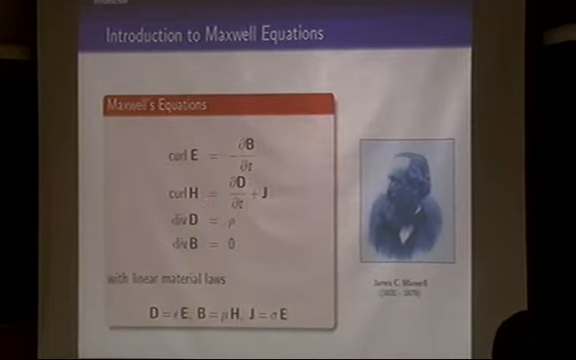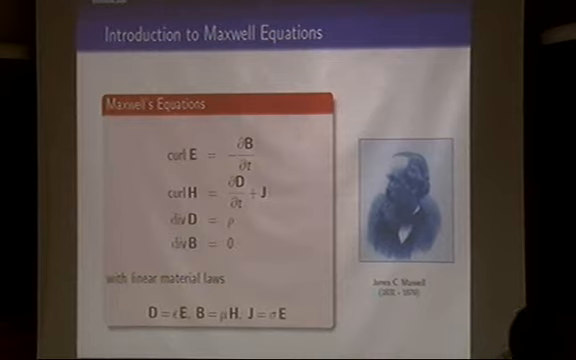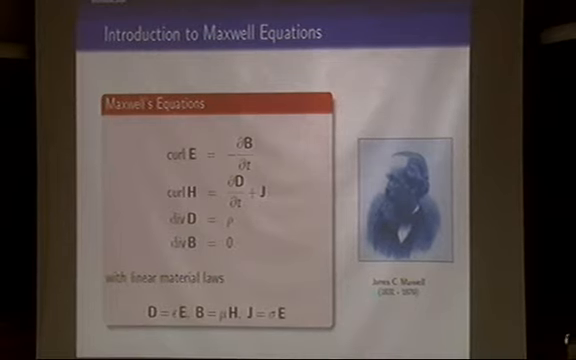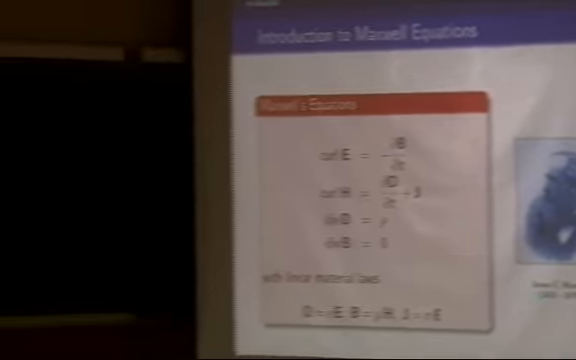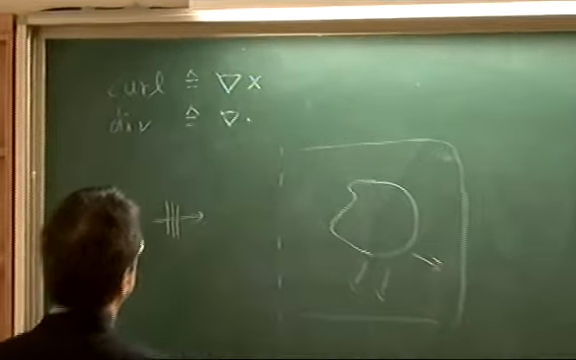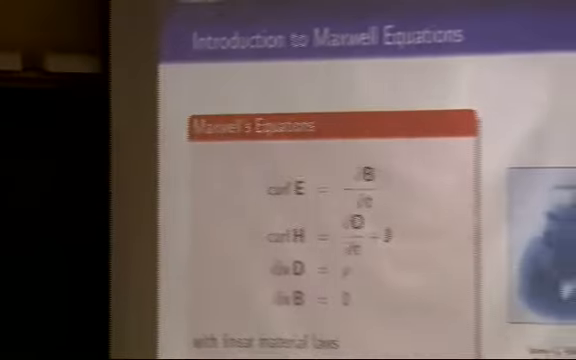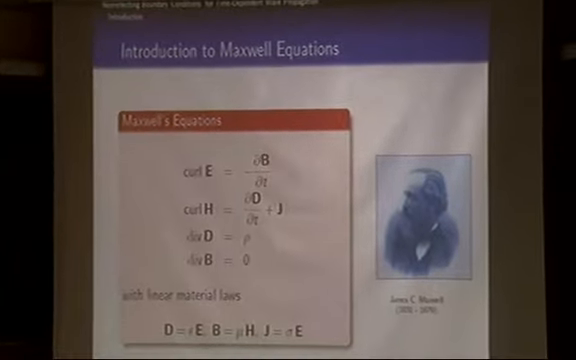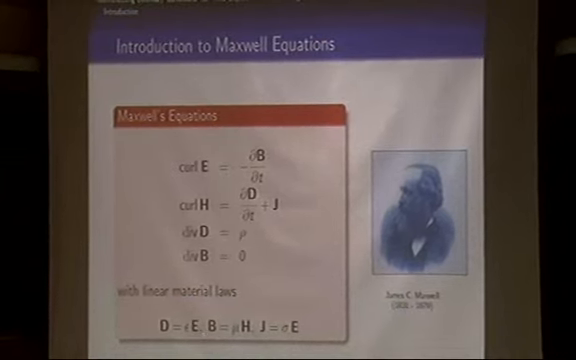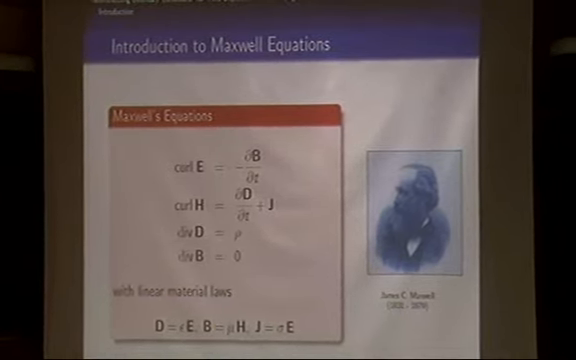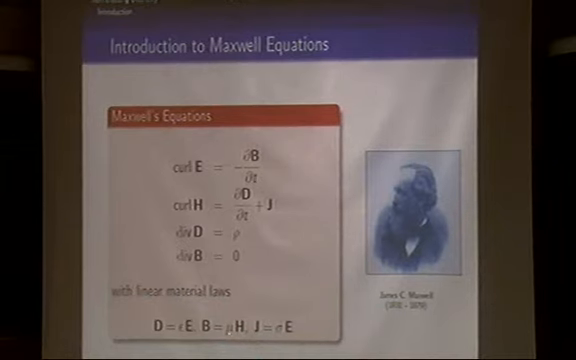So I will first introduce these two symbols. Curl, in vector calculus, you can imagine as nabla cross, and divergence I can define as nabla dot. Okay, so that is just a definition. E is the electric field, H is the magnetic field, and B is the magnetic induction. The magnetic induction has a relationship with mu. Mu is the permeability. This is a linear relationship, so we can define linear material laws with this.